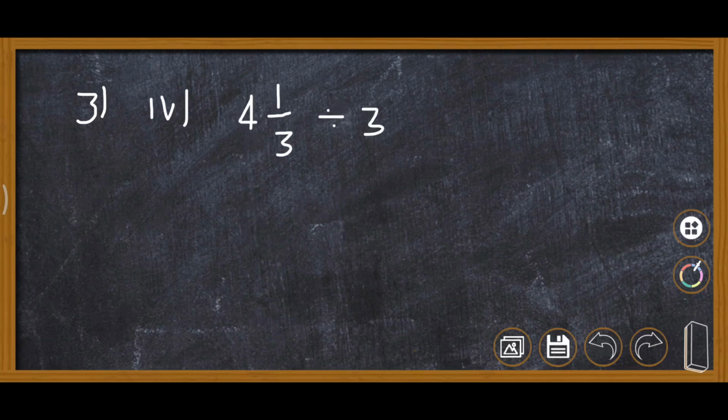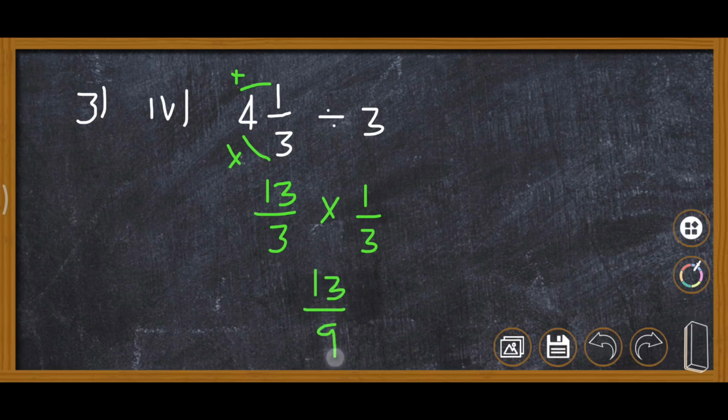Now this is fourth part, 4 whole 1 upon 3 divided by 3. So it is given in whole. So first of all convert. You know that this 3 and 4 will be multiplied, and 4 and 1, then answer will be added to 1. So 3 4s are 12 and plus 1, then it is 13. 13 upon 3, and this divide changes to multiply and this 3 becomes 1 upon 3. So answer is 13 1s are 13 and 3 3s are 9. So 13 upon 9.